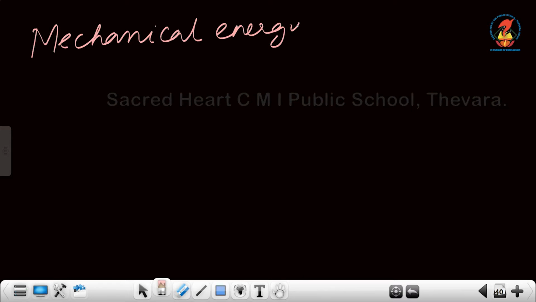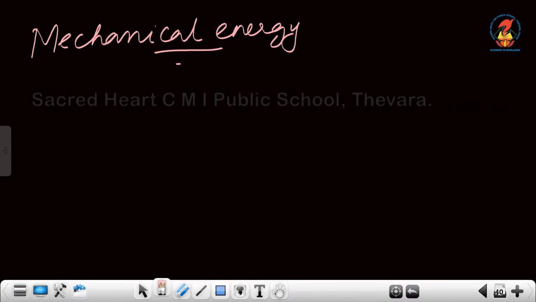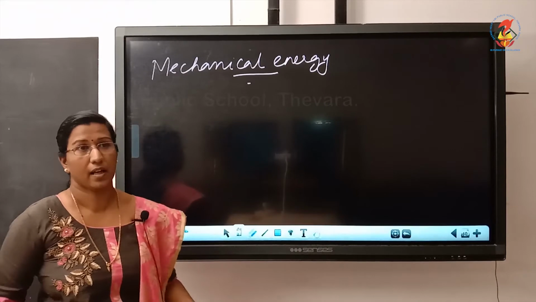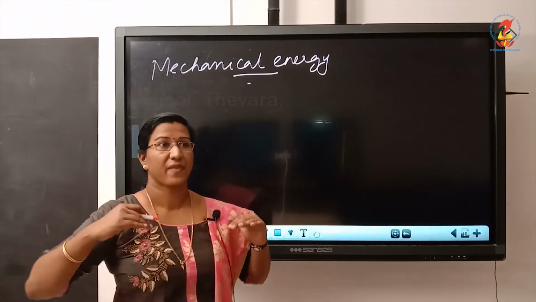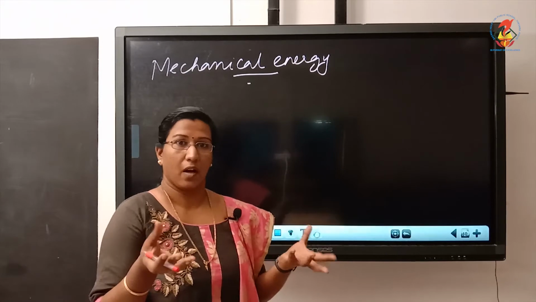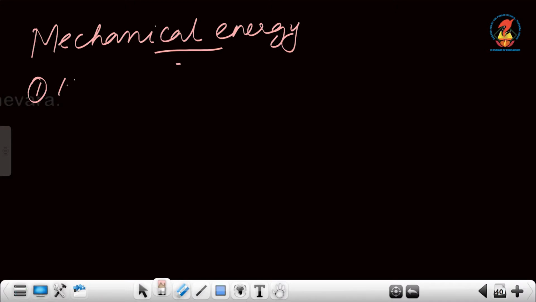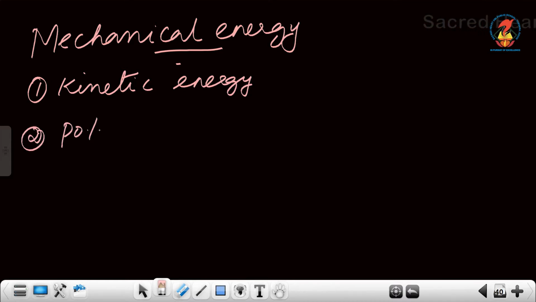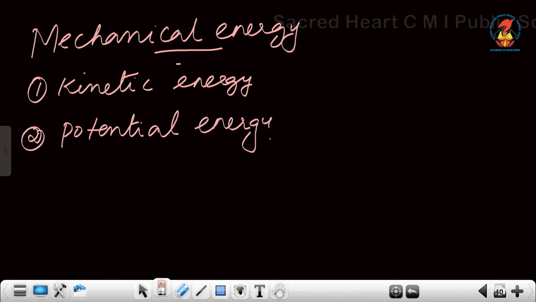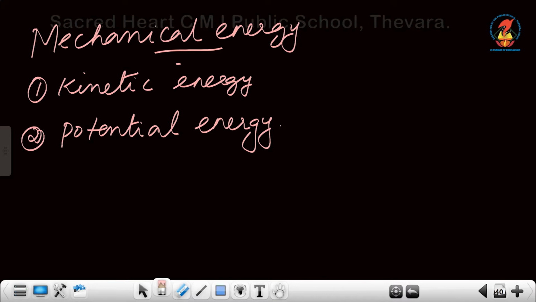Mechanical energy. Now, what is mechanical energy? It is the energy possessed by a body by any mechanical means, by any physical labor. The energy obtained is mechanical energy, and it is of two types. First one is kinetic energy, and second one is potential energy. So we have mechanical energy into two, that is kinetic energy and potential energy, of which in this video we are going to discuss kinetic energy.